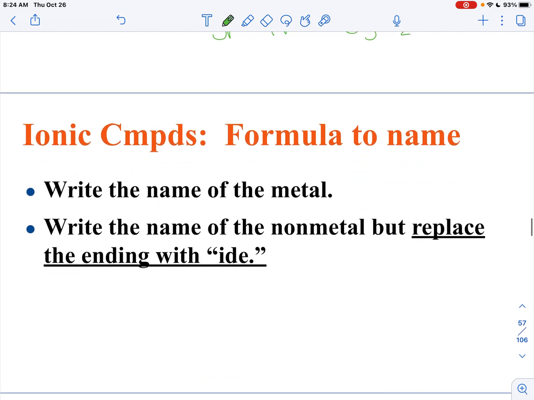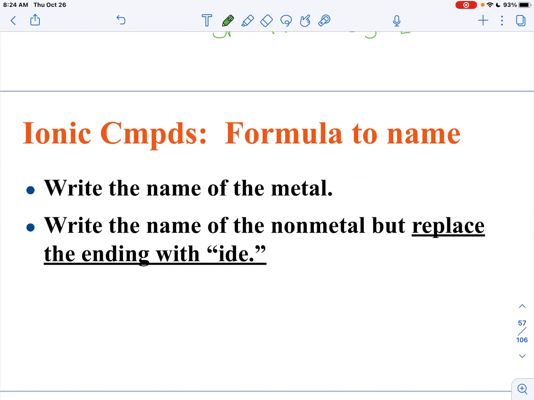Now let's talk about going the opposite way. When you're given a formula, writing the name. You might have noticed that I've been using all of these different words to mean elements. Like instead of phosphorus, I've been saying phosphide, or instead of oxygen, I've been saying oxide. And that's just the way the language is in chemistry.